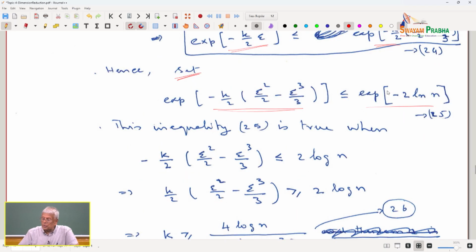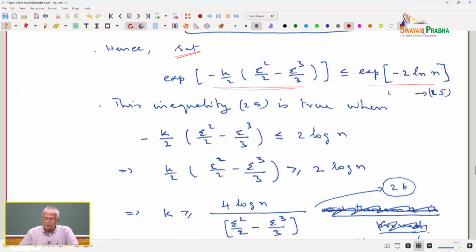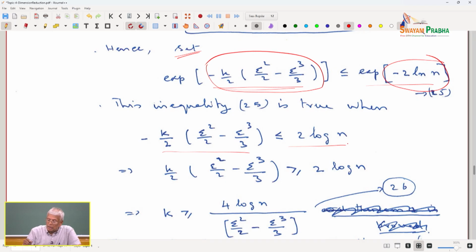This inequality 25 is true when the exponents and the exponent are related. So when they are related like this, the inequality in 25 will be true. Now we already know that if a is less than b, minus a is greater than minus b.